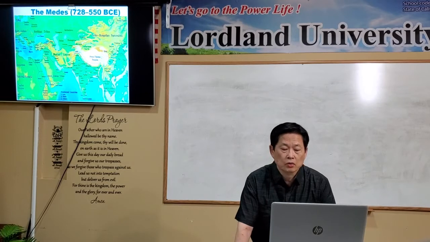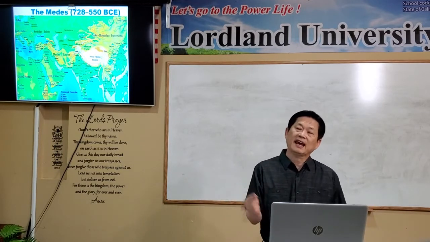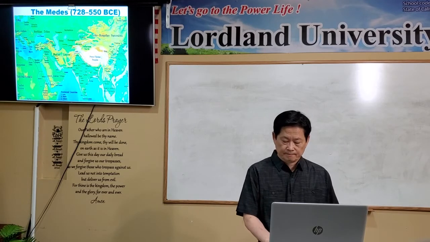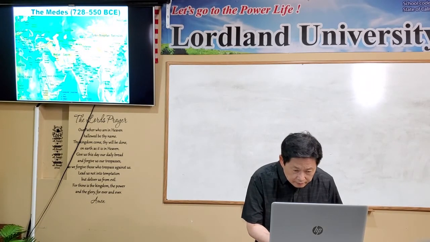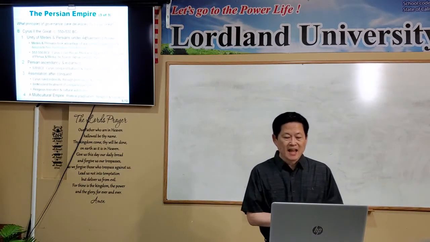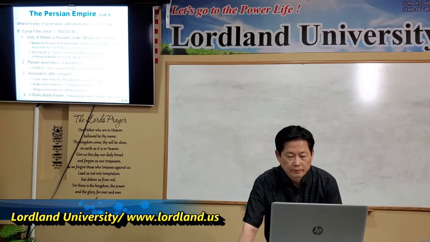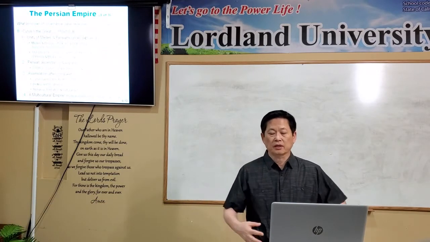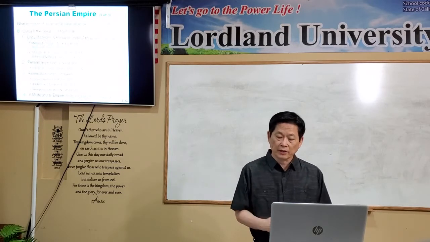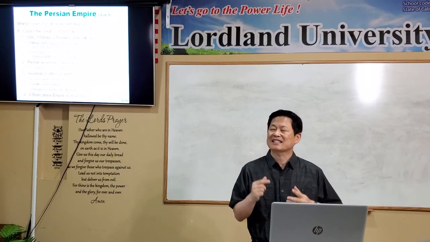This map shows the Median Empire. The Median Kingdom was the first Iranian empire. Cyrus II is the great emperor. The Medes and Persians, Iranian tribes, took advantage of the war between Babylonia and Assyria to free themselves from the Assyrian government.